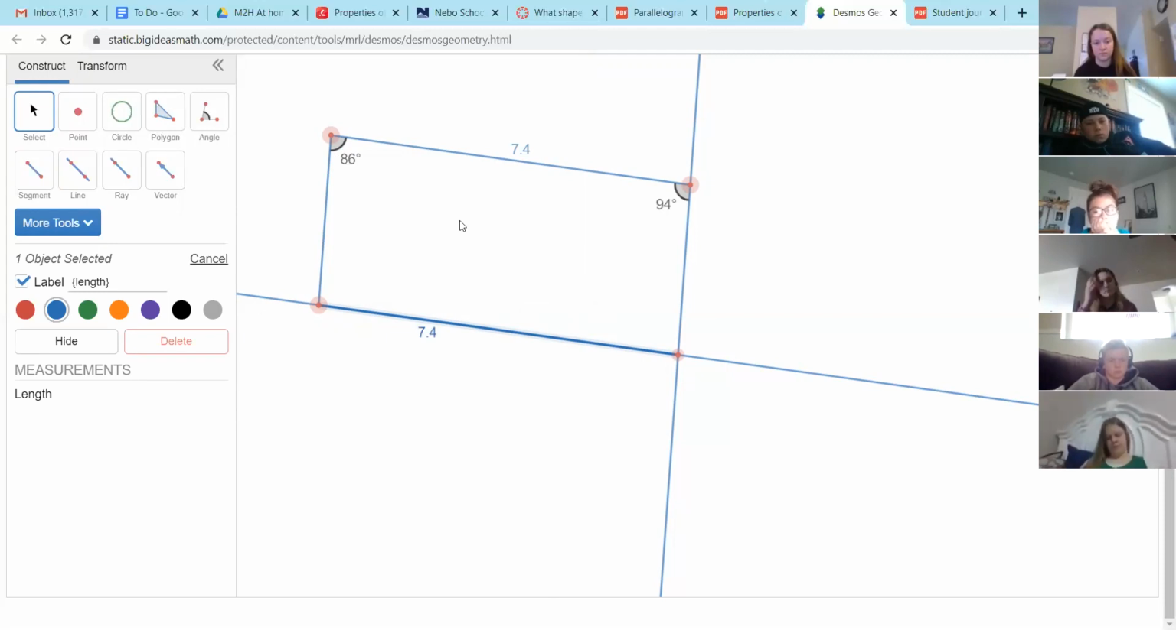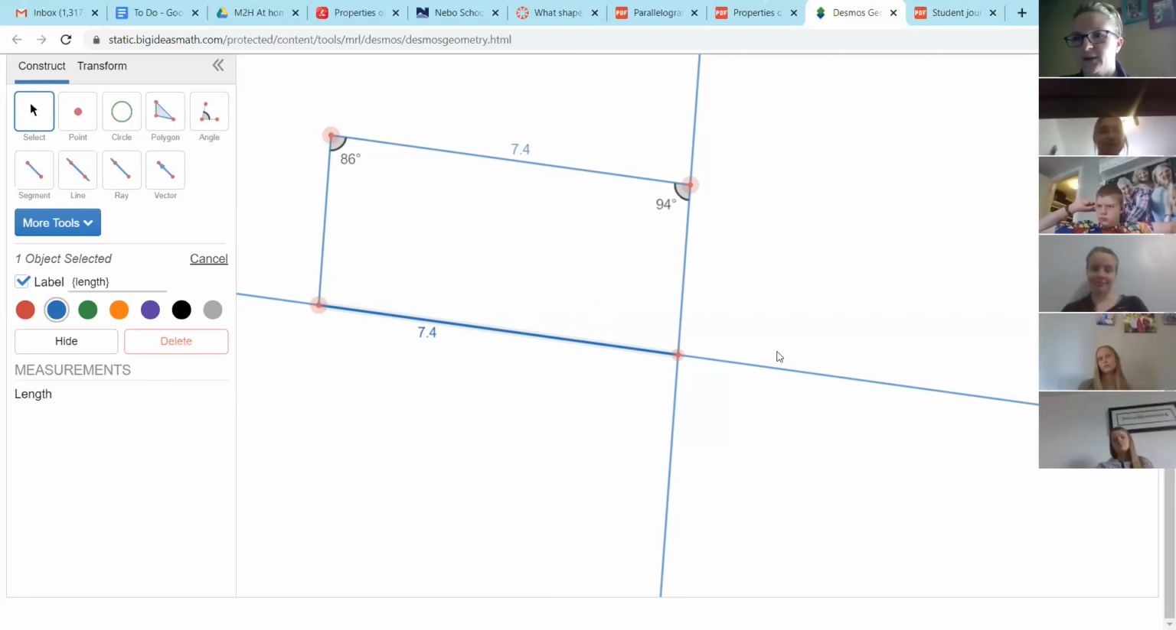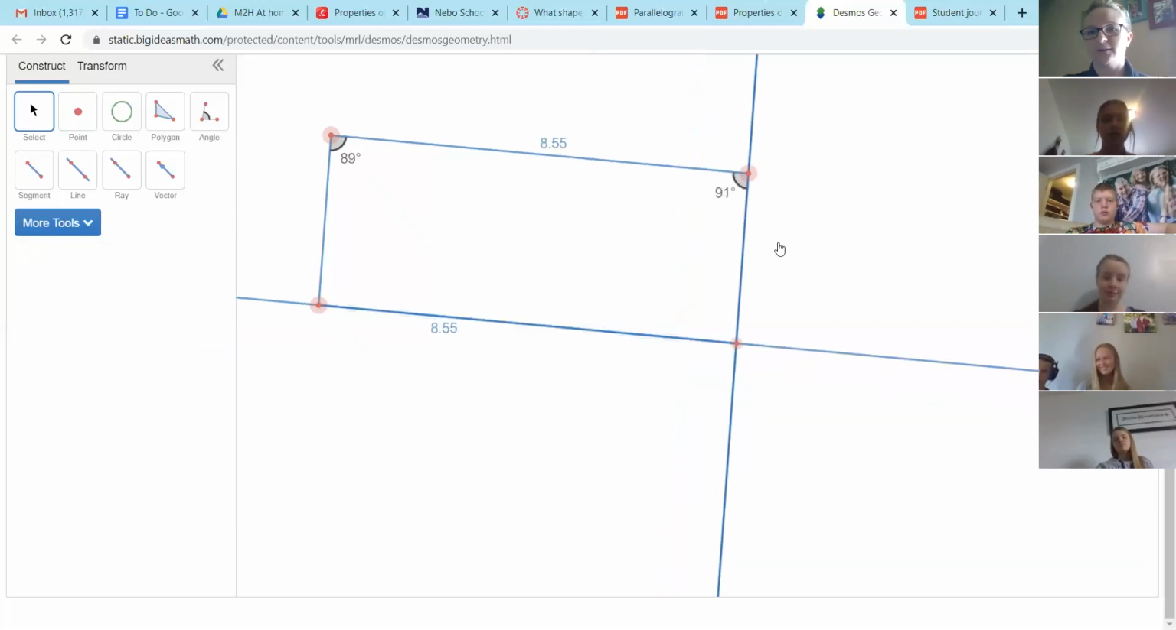And if you are shocked that these two things are the same length, then we maybe have a problem in your understanding of parallelograms, but it's okay. I still love you. I'll help you. Good?